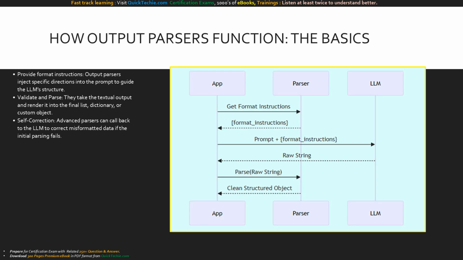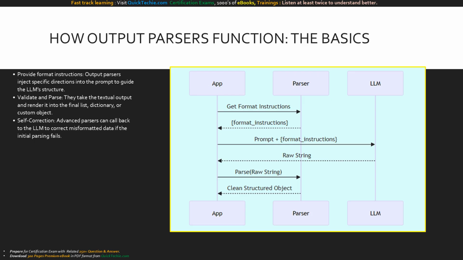So, how exactly does an output parser work? It actually serves two distinct functions. First, it helps before the LLM even answers by providing format instructions. These instructions are injected into your prompt to tell the LLM exactly how it should structure its response. Second, once the LLM replies, the parser validates and extracts the data. If the model generates extraneous text, the parser strips it away.